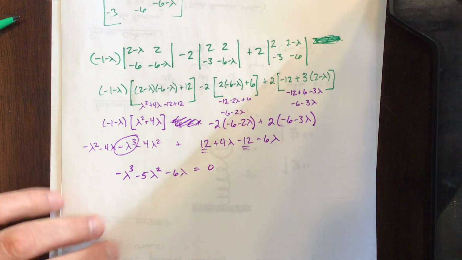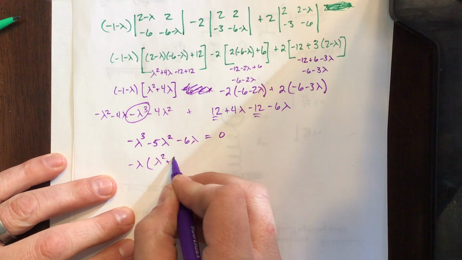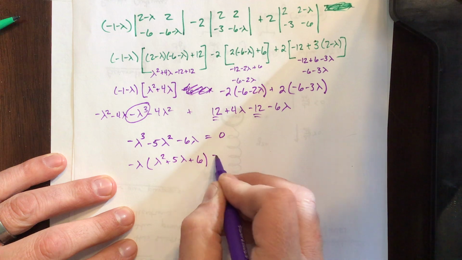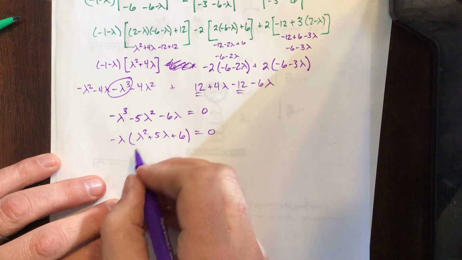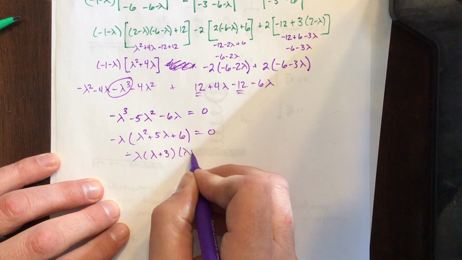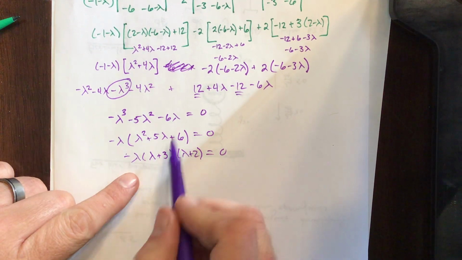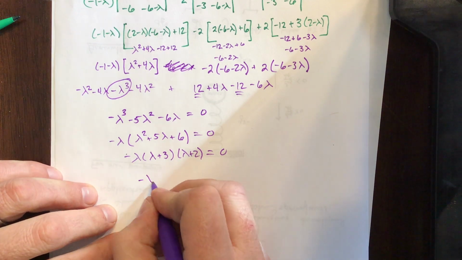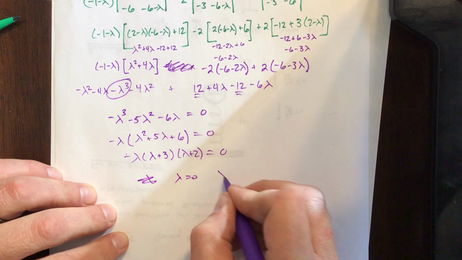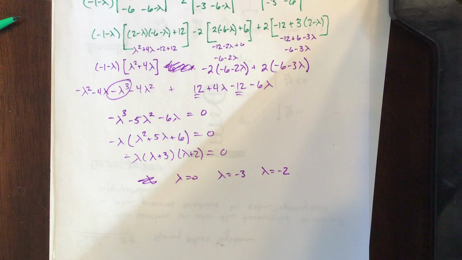Fear not, this looks very solvable. You can factor out a negative lambda. You get lambda squared plus 5 lambda plus 6 equals 0. So this is minus lambda times lambda plus 3 times lambda plus 2. Does that all look right? Yep. So lambda equals 0, lambda equals negative 3, and lambda equals negative 2 are our eigenvalues. Holy smokes. That was a lot more.